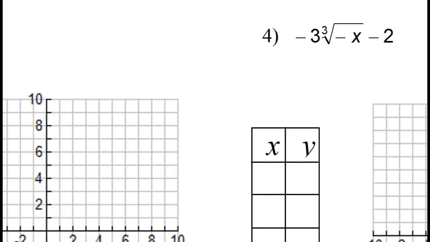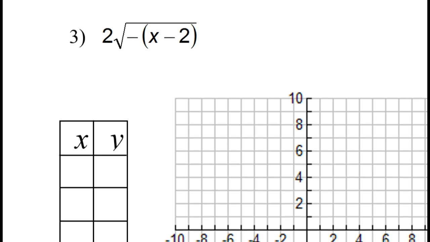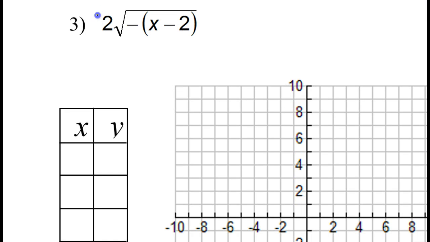Okay, when you look at number 3, am I going to need a new y column for number 3? Yes. All right, on number 3, I need a new y column because I have a number in front of that radical. Am I going to need a new x column? Yes, because this negative is a -1. So I'm going to need a new y column and a new x column. We're going to need both. Okay?